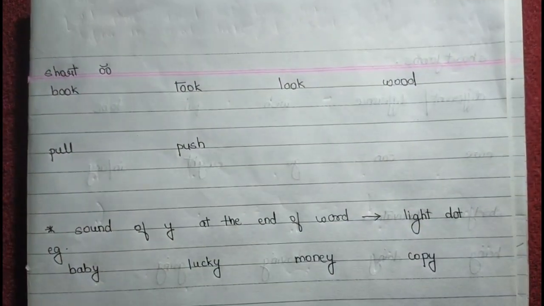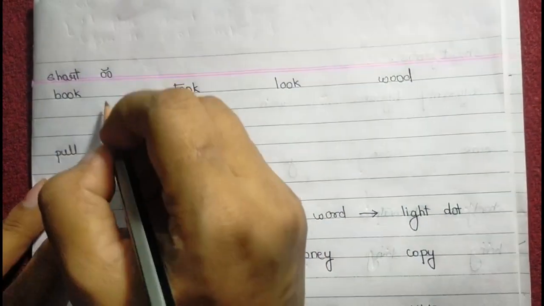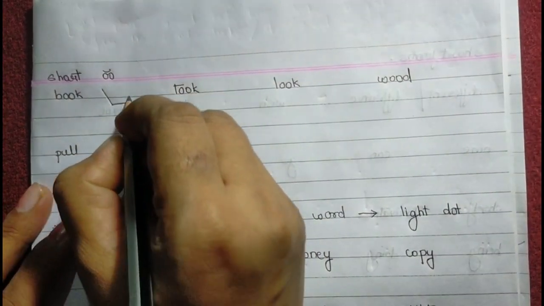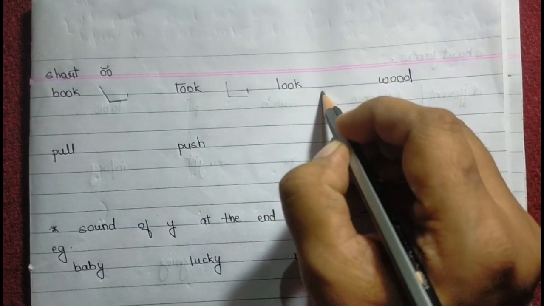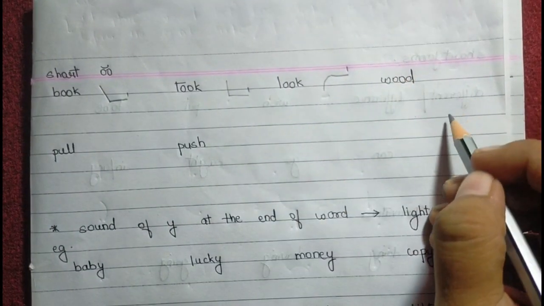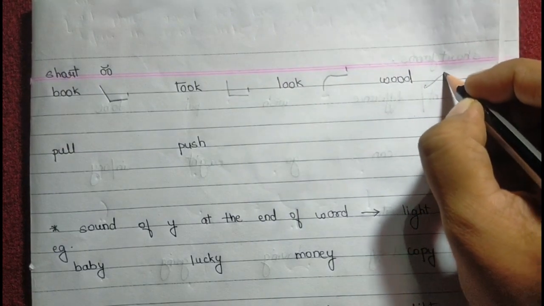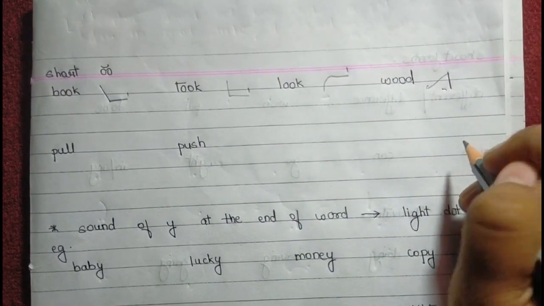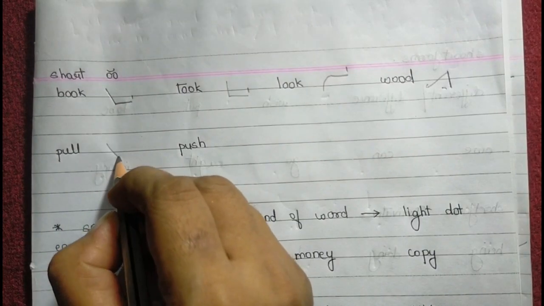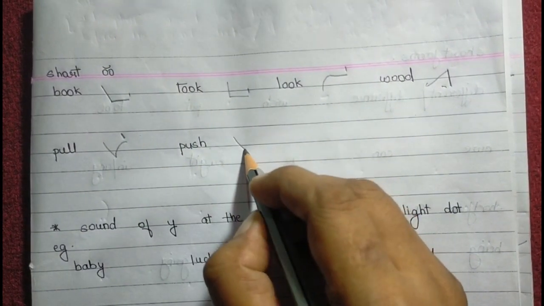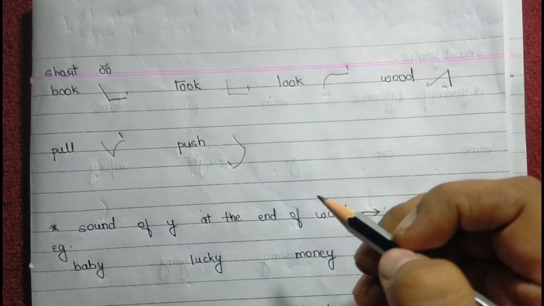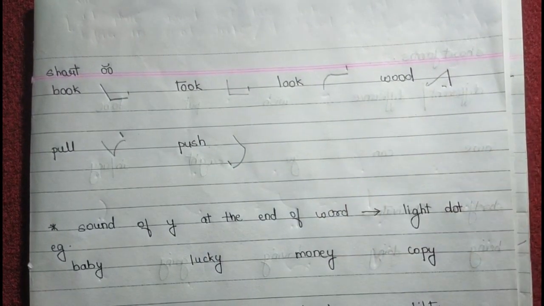Now examples of short u. Book, took, look. Wood, w, d, u, wood. Pull, p, l, u, pull. Push, p, sh, push. Okay.